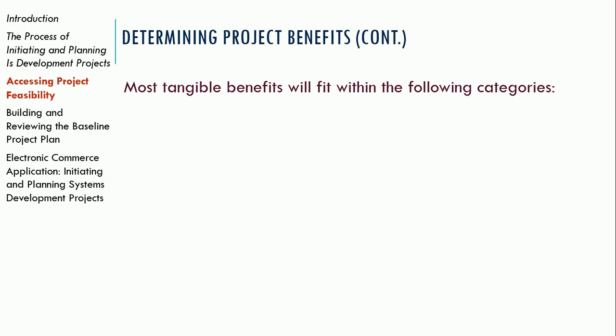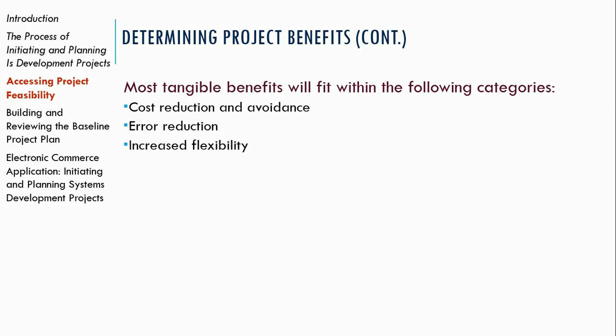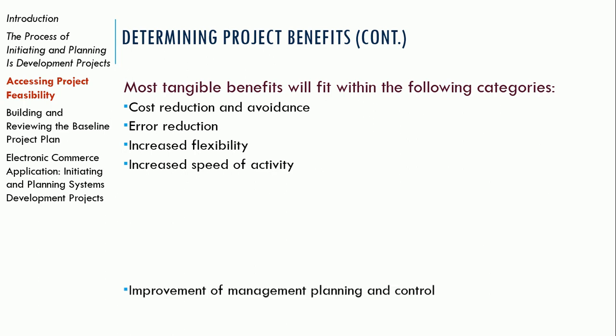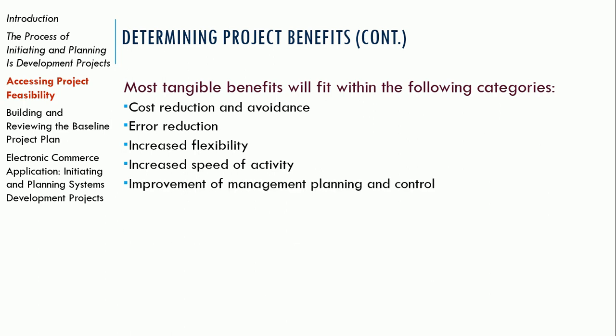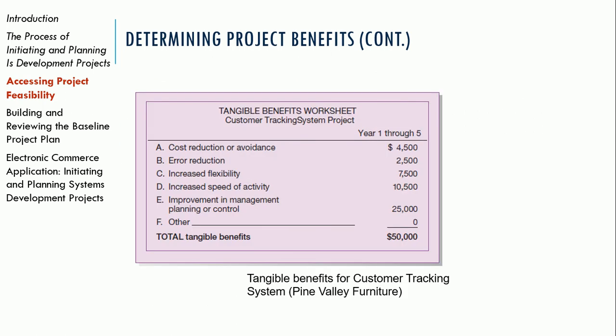So most tangible benefits will fit into one of these categories. Either it's going to be a cost reduction or a cost avoidance. It could be error reduction, which again could be tied back to a cost. Increased flexibility, which also could be tied to a real dollar cost. Increased speed or activity, which is going to make us more money, more efficiency, right? Improved management of planning and control, or opening up new markets, or increasing sales or opportunities. These would all be a financial or economic benefit.